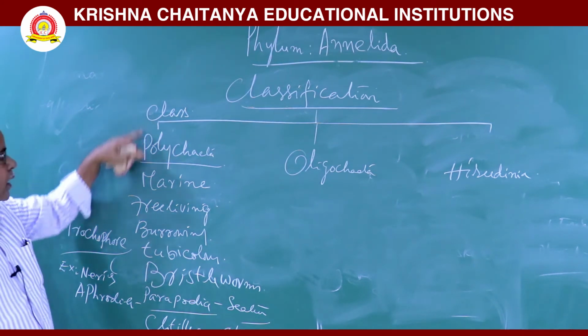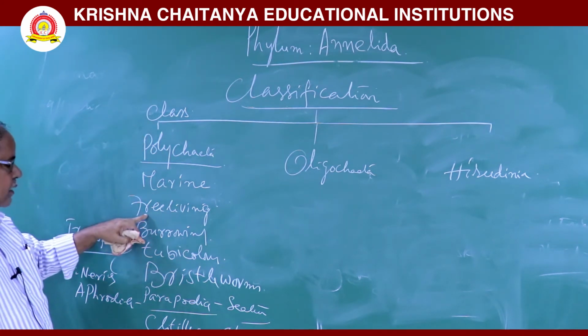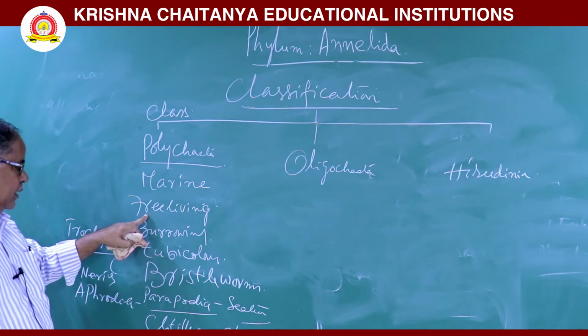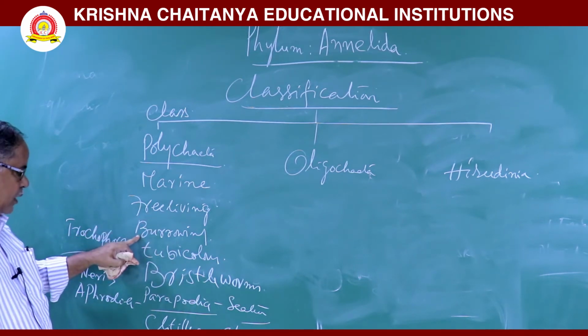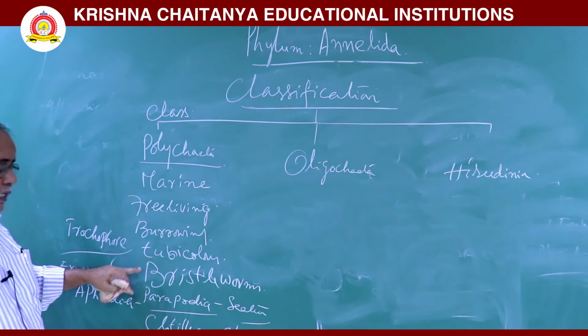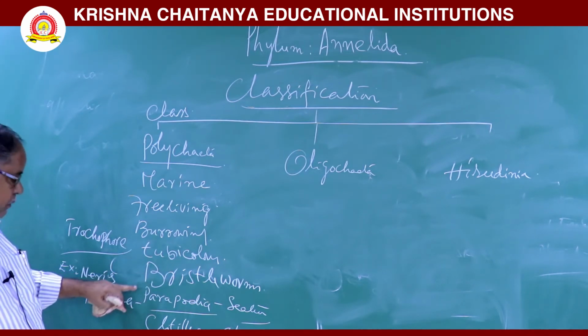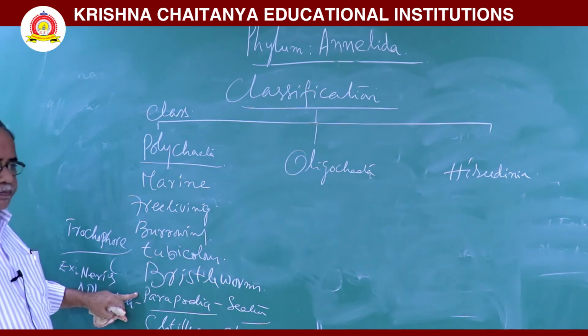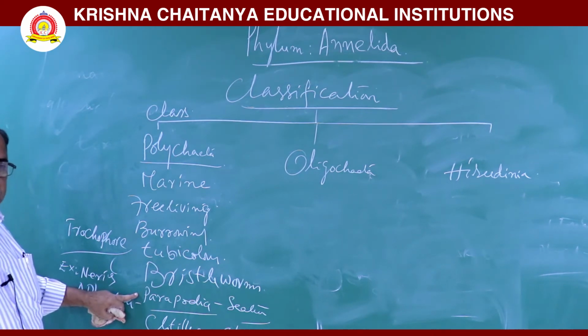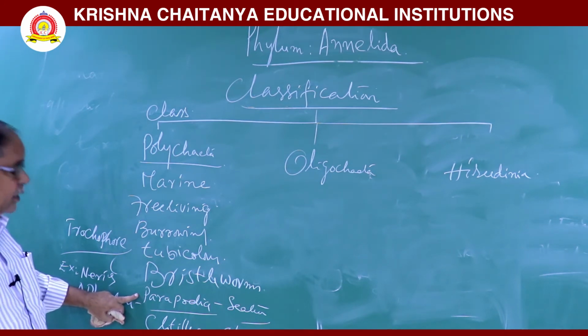Next, polychaetes are marine and free living, that means they are freely swimming in the marine water. Some are burrowing, some are tubicolous. They are generally called bristle worms. On the lateral side of each segment, one pair of parapodia is there. On these parapodia, numerous setae are present. That's why this class is named Polychaeta.